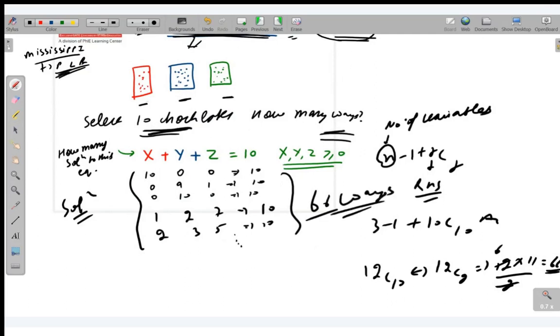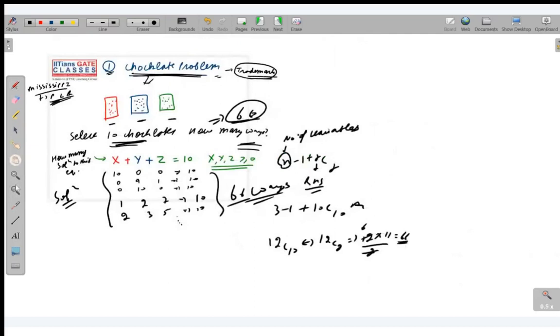So to select 10 chocolates from these, how many ways are there? 66 ways are there. This is the way to solve. Okay. So now you can take a snapshot. I will jump to the next slide and I will show you many other questions. Don't worry, we will study lots and lots of questions regarding this topic. Okay. Perfect, sir. Yes, sir.